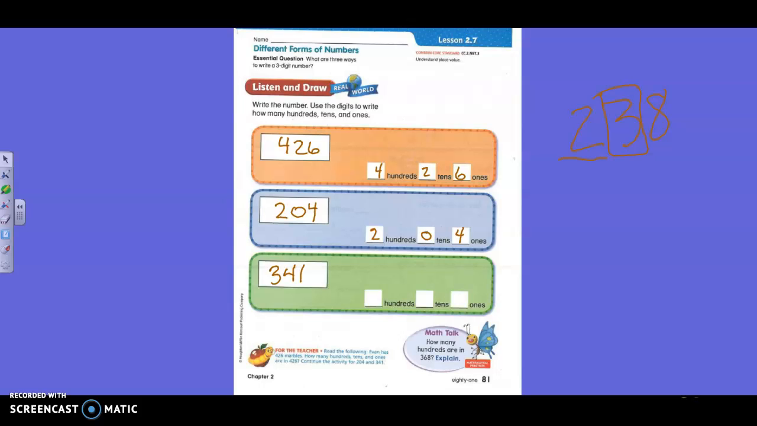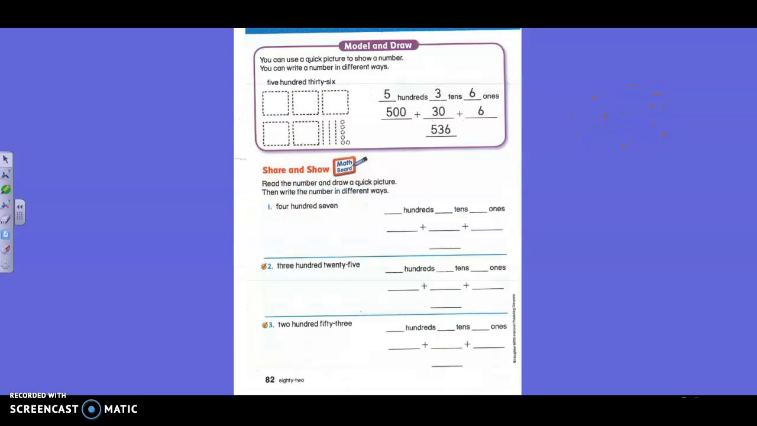Hey, you need to pay attention, please. What is the value, Clara, of 4? 40. 4 is in the tens place, so it's the value of 40. Okay? What is the value of the 3, everyone? 300. Okay. Next page. Flip it over.